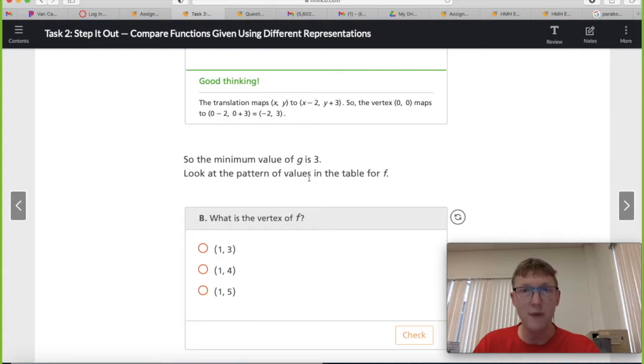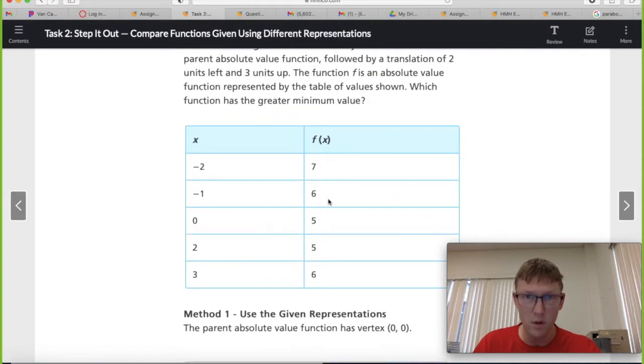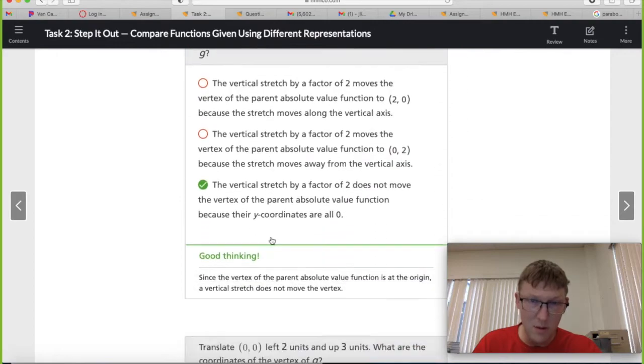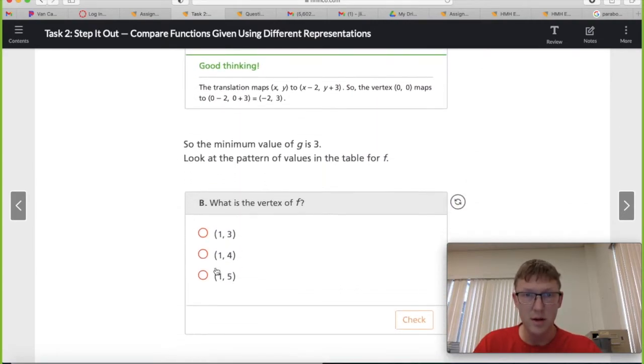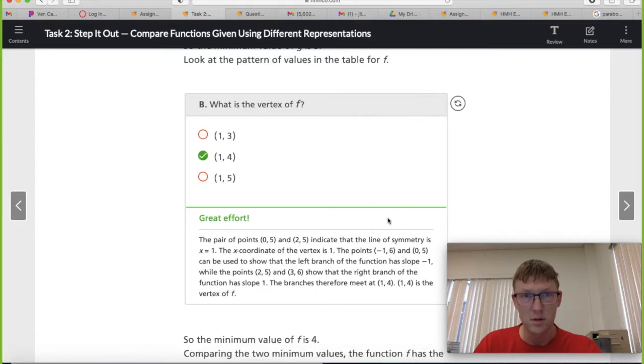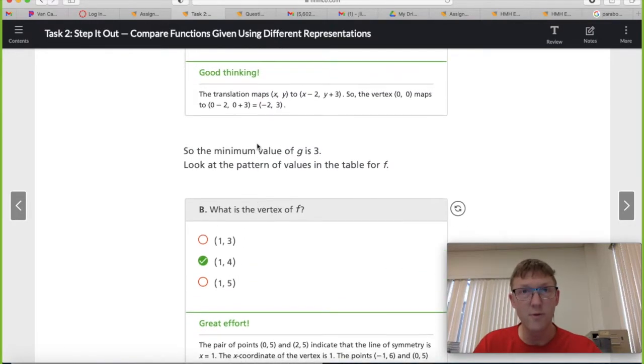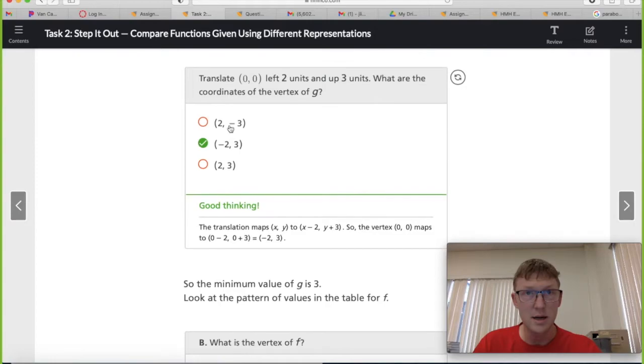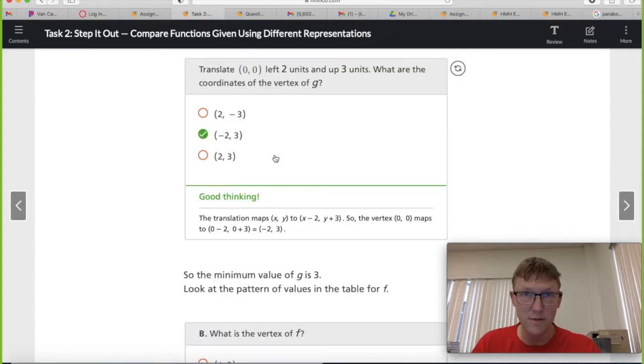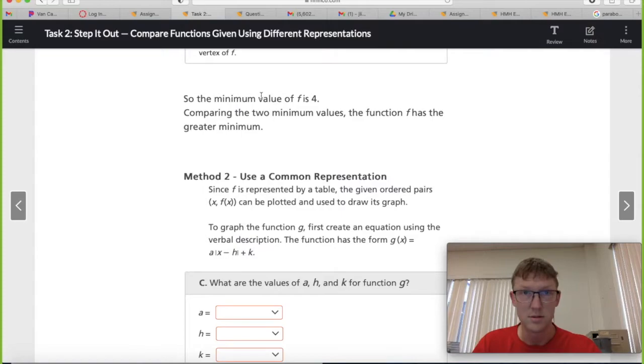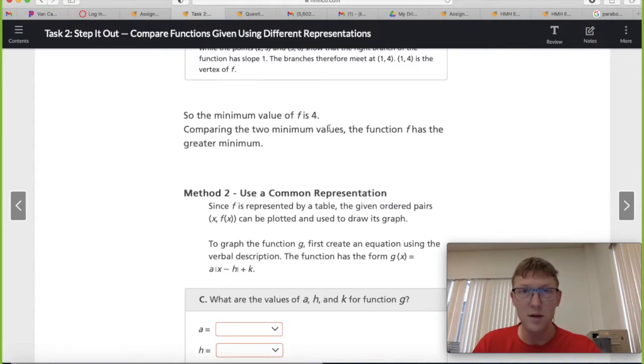Look at the pattern of the values for the table of f. What is the vertex of f? I'm going to say, what did I say, (1, 4)? Yeah, I'm going to say (1, 4). So there's a pattern there. And since we now know the vertex (1, 4) and the vertex (-2, 3), the lowest one of the two functions is the vertex at g. So the minimum value of f is 4. Comparing the two values, the function f has the greater minimum.